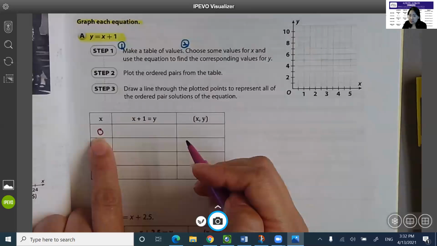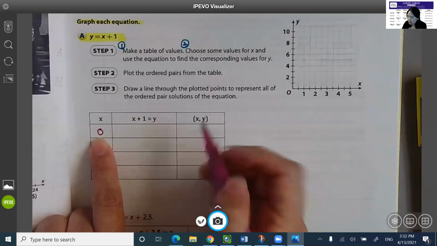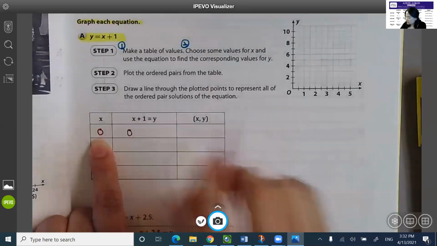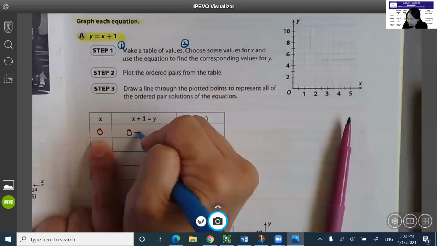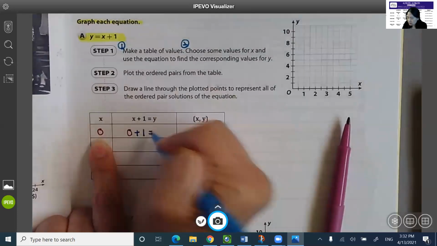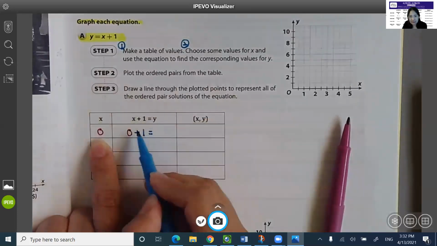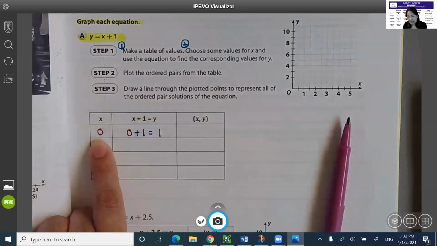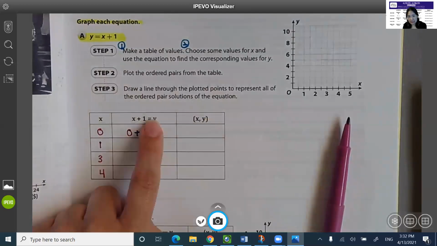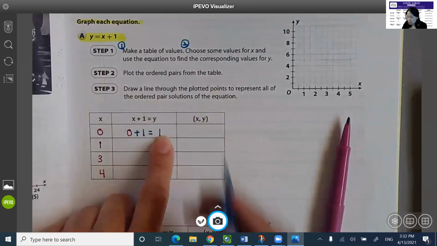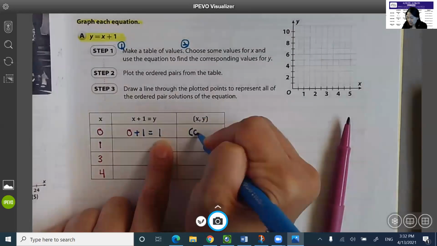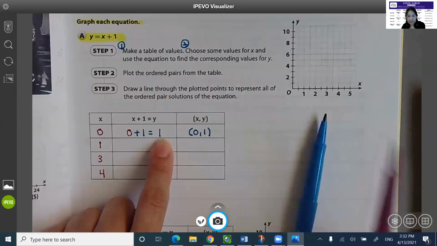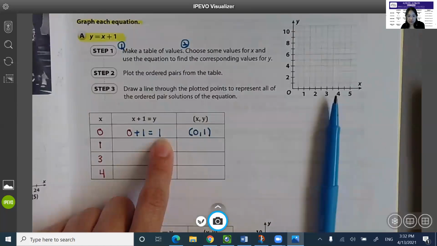Here, x is 0. I came up with that number, okay? So I'm going to put 0 plus 1 equals, well, that's going to be my y. What is that? It's 1. Okay, so when x is 0, y is 1. So my x comma y would be when x is 0, y is 1. I know not everybody understood that so far, but let's do the next one.